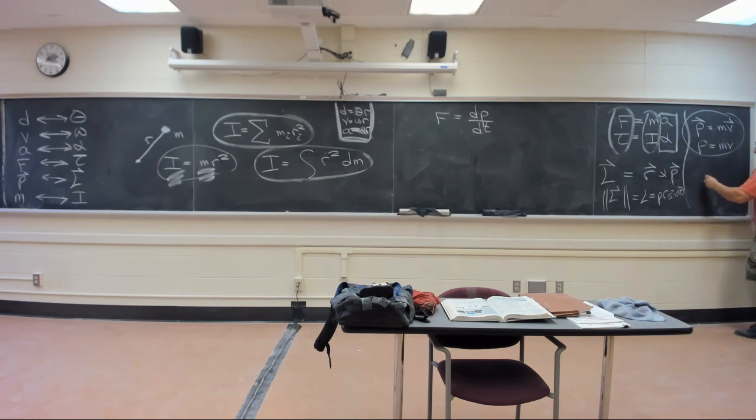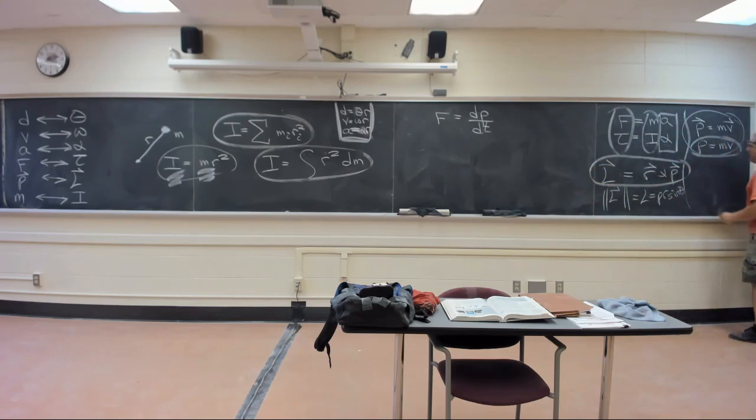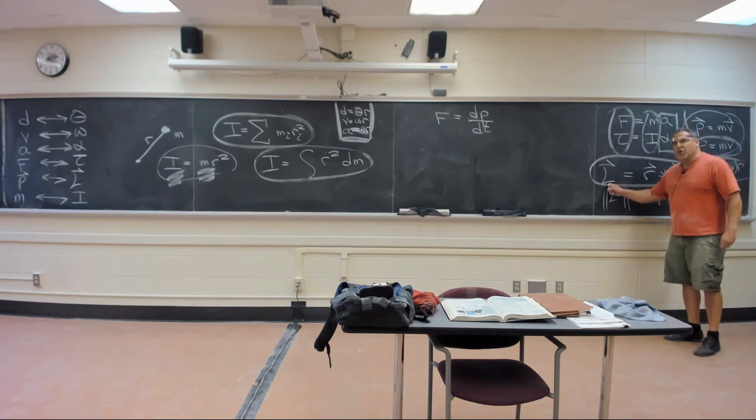Do you understand that you could call L P times R, which is MVR? MVR, that's P times R. And that's where they're getting this. There's something really crazy that goes on here, guys. The rate of change of angular momentum will give you the torque.